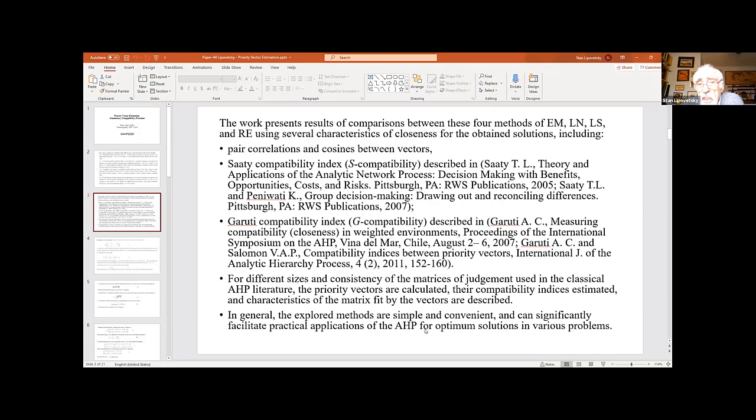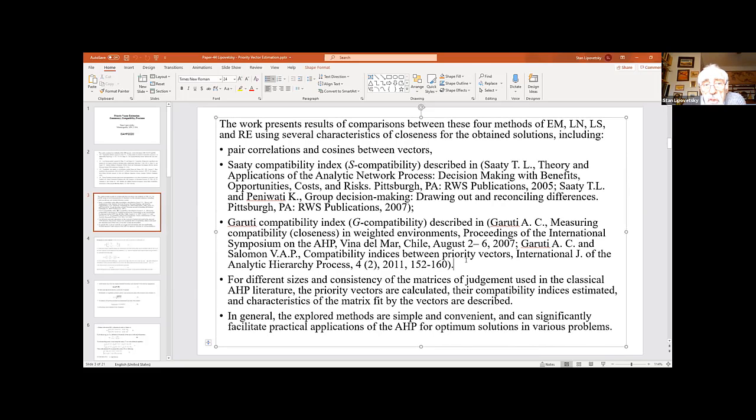The next, more recently suggested, is the Garuti compatibility index, G compatibility. Also, it is maybe more explicitly clear what it means, but again, both indexes S and G are rather heuristic measures of whether two vectors are close or not. They make sense, they're reasonable, but they are not derived in any way. But for practical needs, of course, both of them can be used. The Garuti compatibility index is more sensitive, I would say, by various runs which I made.